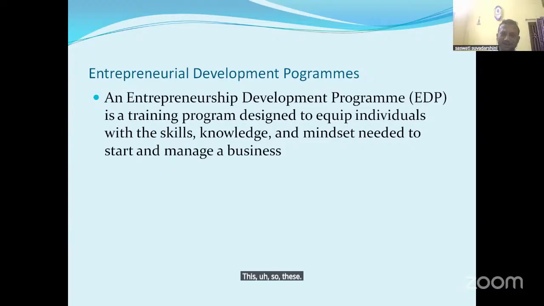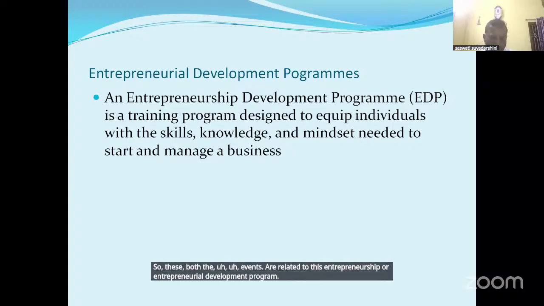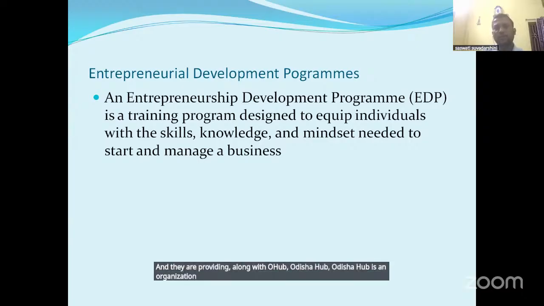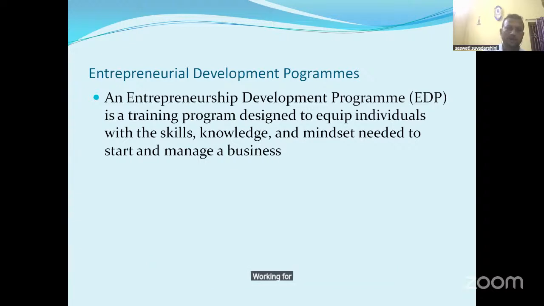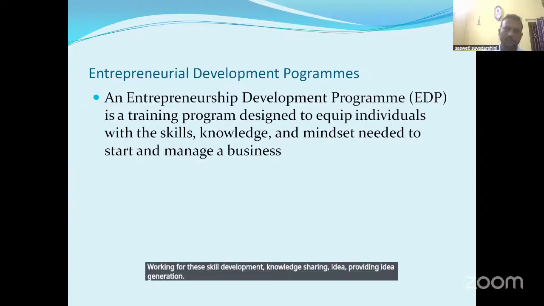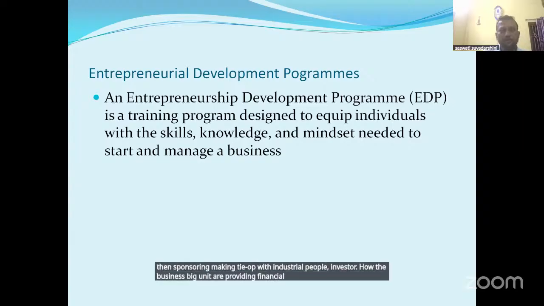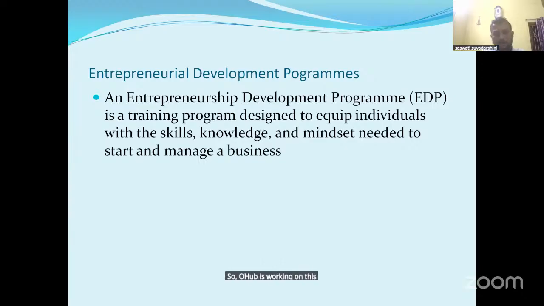These both events are related to entrepreneurship or the entrepreneurial development program, and they are provided along with OHub, Odisha Hub. Odisha Hub is an organization which mostly works on skill development, knowledge sharing, idea generation, sponsoring, and making tie-ups with industry people and investors. It shows how big business units provide financial assistance to small startups.